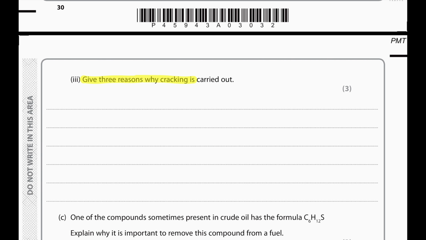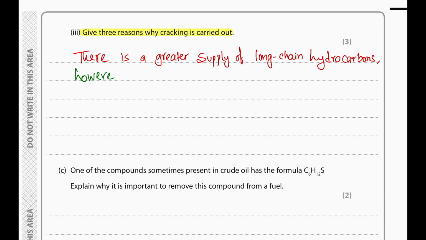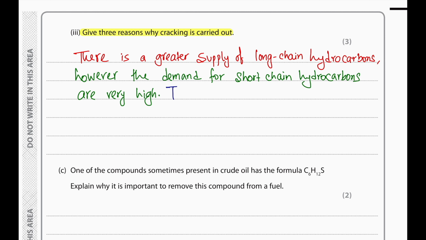Give 3 reasons why cracking is carried out. There is a greater supply of long-chain hydrocarbons than needed, but there is a higher demand for the short-chain hydrocarbons. There is also a higher demand for alkenes to make polymers. When cracking is carried out, it produces shorter chains and also produces alkenes in large quantity.